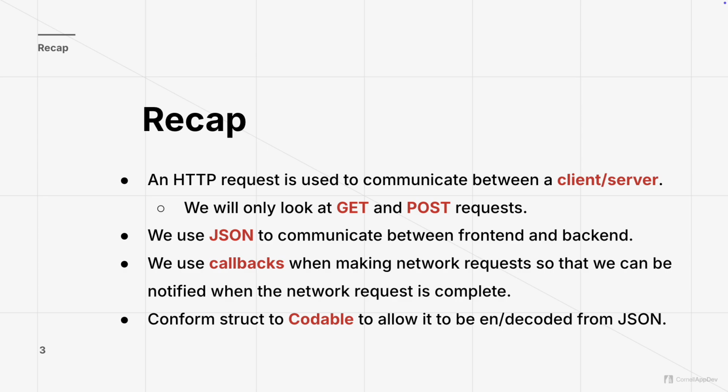Okay, so as another reminder, just remember that we use JSON to communicate between the front end and the back end. So if the backend is in the backend course, they write backend in Python, but we write in Swift. So how can we communicate between those 2 languages? We do this with JSON.